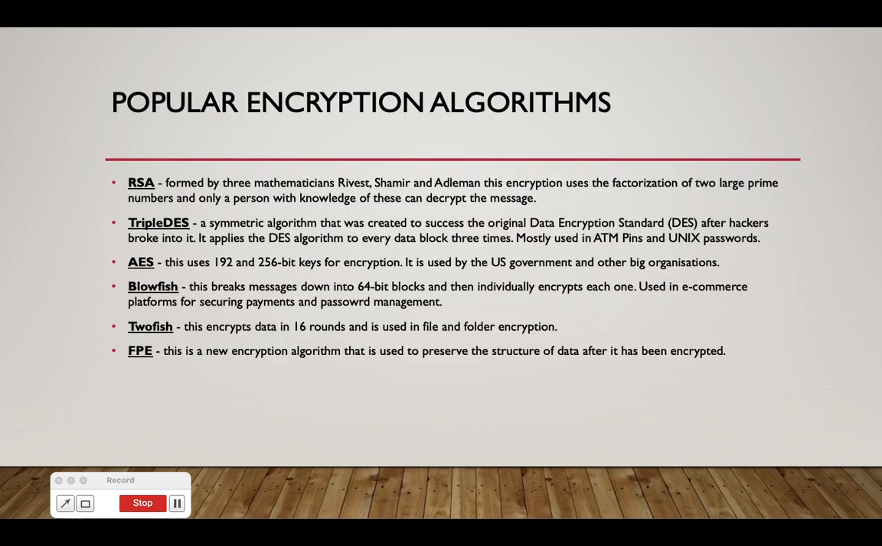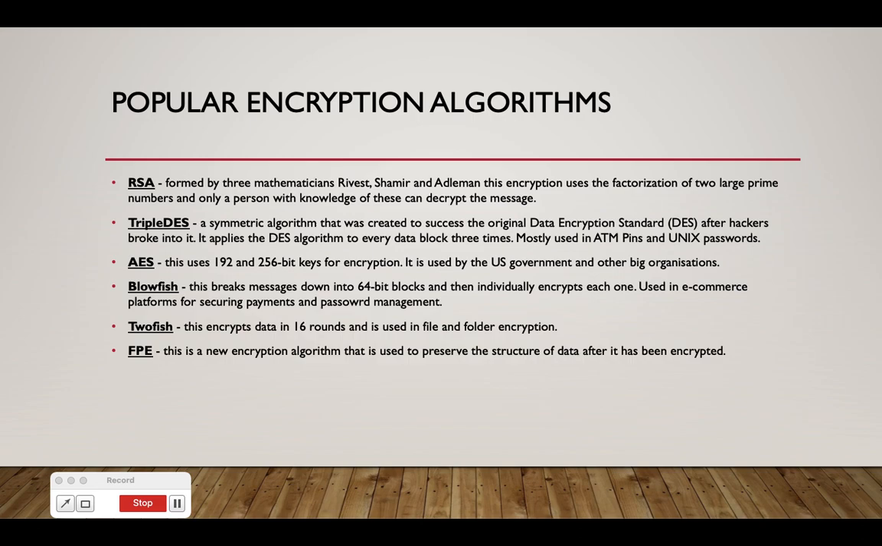So now we're going to talk about popular encryption algorithms. We have the RSA, formed by three mathematicians, Rivest, Shamir, and Adleman. It uses the factorization of two large prime numbers, and only a person with the knowledge of these two large prime numbers can decrypt the message.